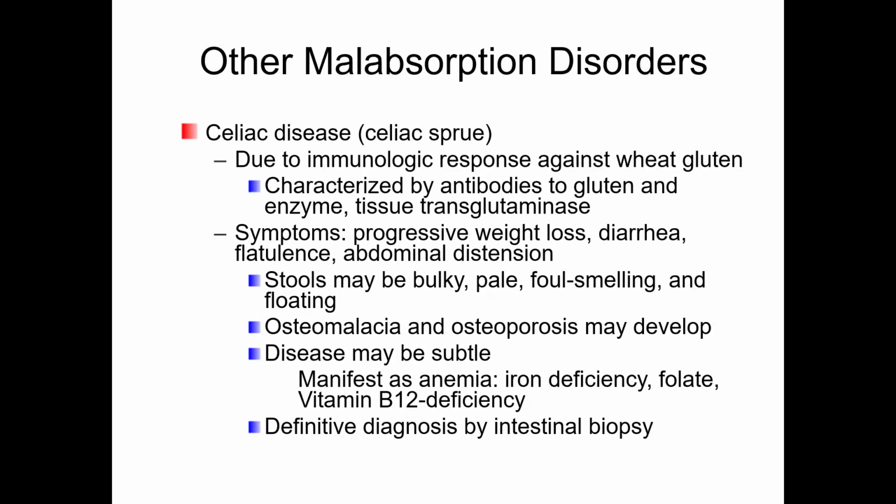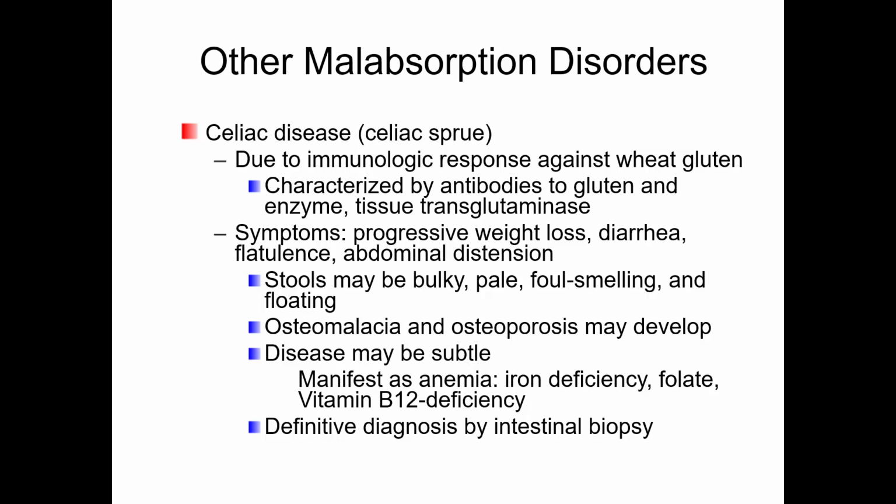Other malabsorption disorders, so celiac disease. It's due to an immunologic response against wheat gluten. It's characterized by antibodies to gluten and the enzyme tissue transglutaminase. Symptoms are progressive weight loss, diarrhea, flatulence, and abdominal distension. Stools may be bulky, pale, foul-smelling, and floating.